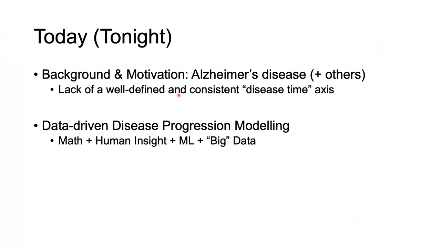So the two main points then, I'll give you a little bit of background and motivation for what I'm talking about, which is mostly Alzheimer's disease, but neurodegenerative diseases in general. I'll give a bit of background for that for those who aren't too familiar with it. The key message is that there's a lack of well-defined and consistent disease time axis for us to understand disease progression. And that's where data-driven disease progression modeling comes in, which is essentially a combination of mathematics, human insight, a bit of machine learning, and some big, although that's relative, data.